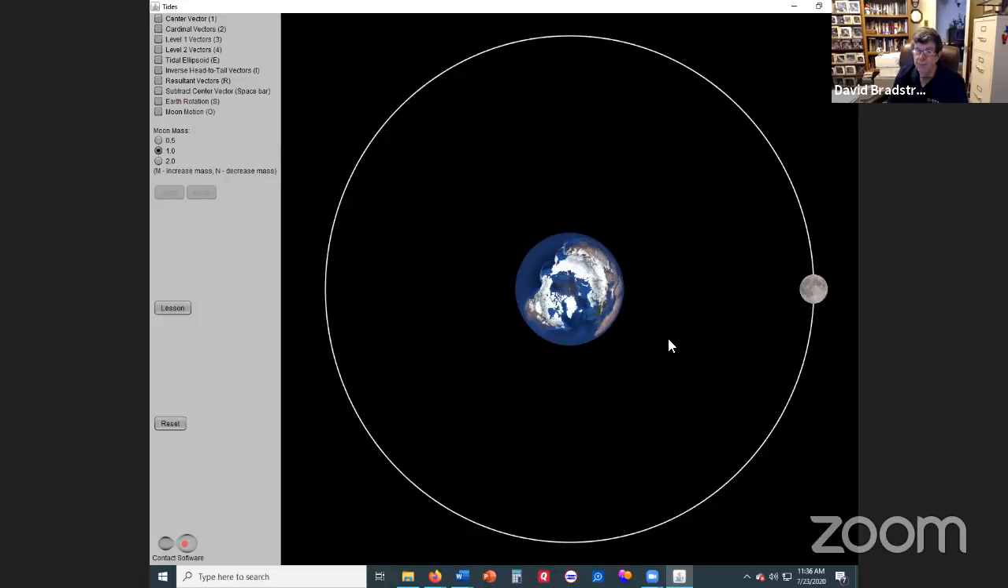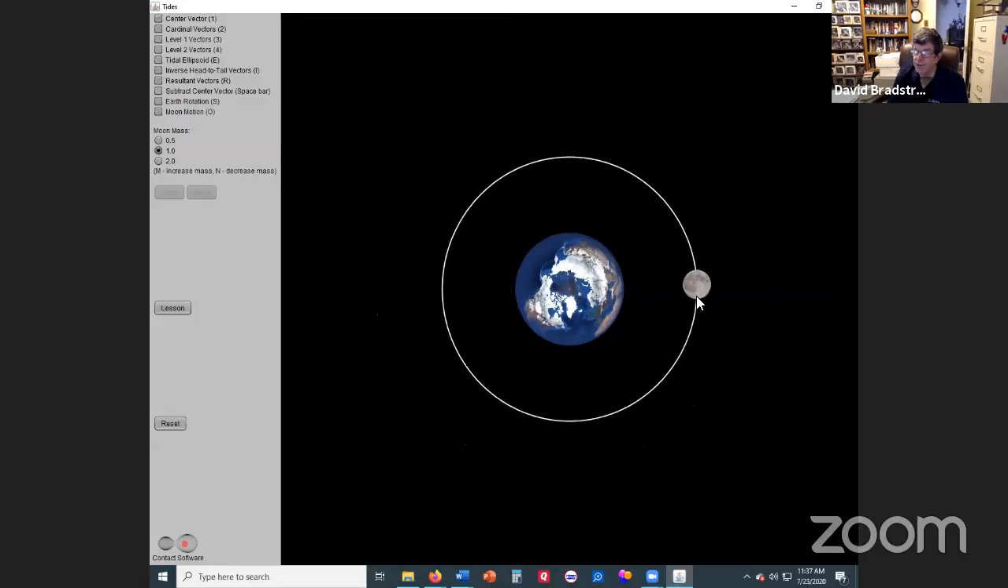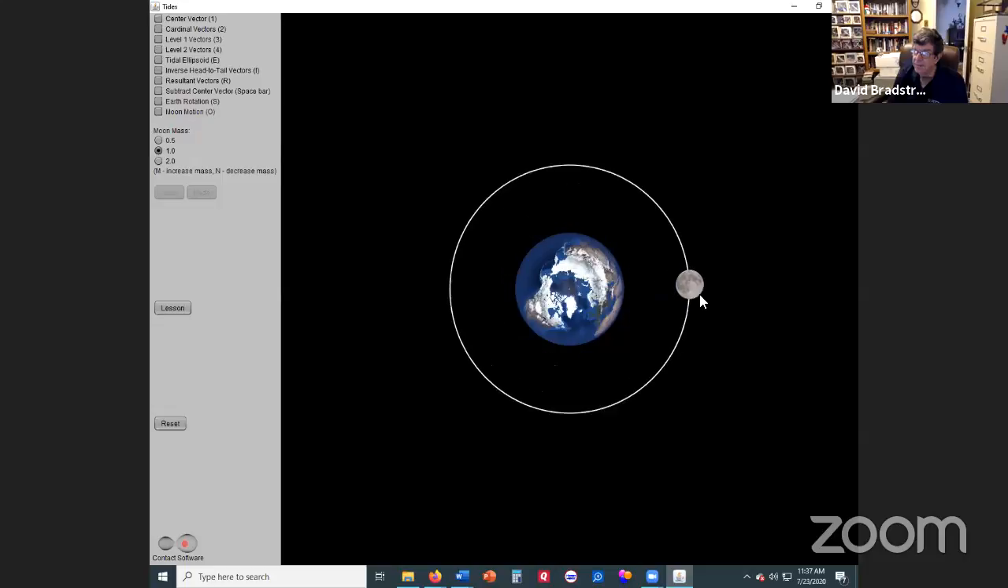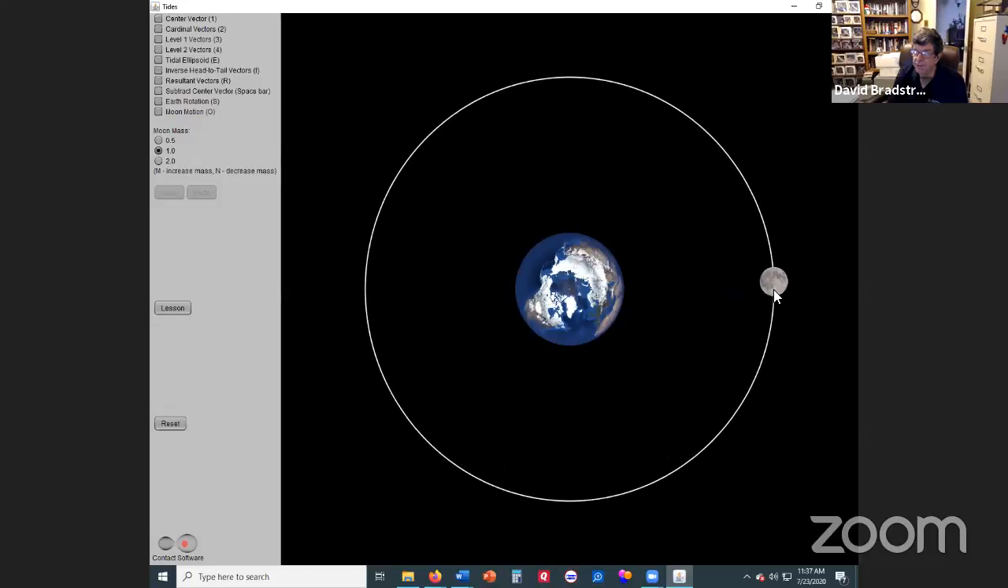So you've got the Earth and the Moon, and the distance between them is not to scale. Their sizes are, but the distance isn't. I can grab the Moon and make it go around with my mouse. So that's fun, and you'll see why that's fun later. If I right mouse click, I can actually make the orbit smaller. And we'll see that will be fun as well.